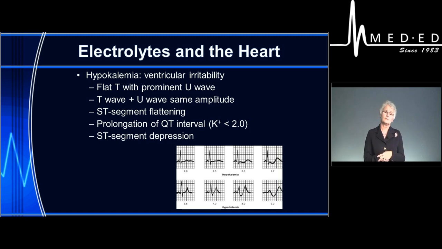So what do you do for a low potassium? You give potassium. But if they have a 25 in their thumb, I don't think you're going to give very much. So in a peripheral IV, hopefully a good one, 10 MEQs an hour. In a central line, 20 MEQs an hour. But you can always give 60 MEQs PO an hour and raise that potassium.